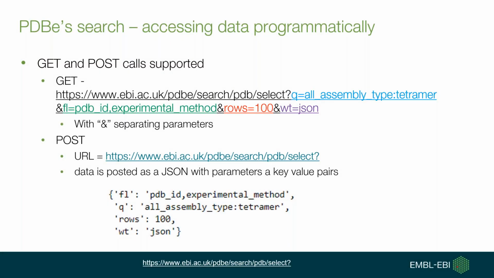So we support both GET and POST calls, and in the examples here I'll show a hybrid. I won't show the full GET query, which is an example shown here with the ampersands separating each of the parameters. What we can do instead is a POST where we post the data as JSON with key value pairs. So here we have exactly the same query, which I'll go through what these mean. FL, Q, rows, and WT are the keys, and then the values are shown here.